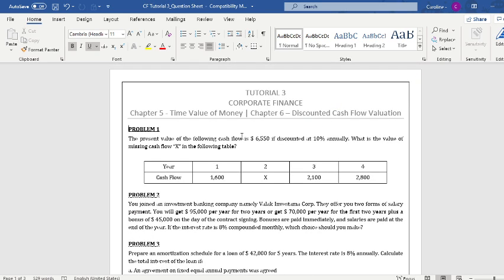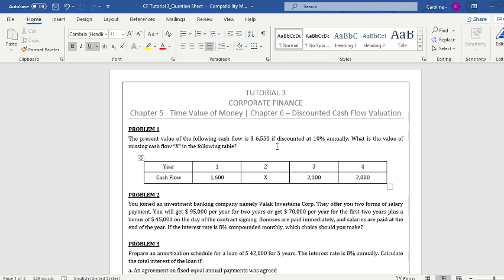Okay, so the first one, problem 1. The present value of the following cash flow is $6,550 if discounted at 10% annually. What is the value of the missing cash flow X in the following table? Okay, so in this problem, you know that the present value of the cash flow that you're going to receive from year 1 to year 4 is 6,550, and you need to find the cash flow in the second year, okay?